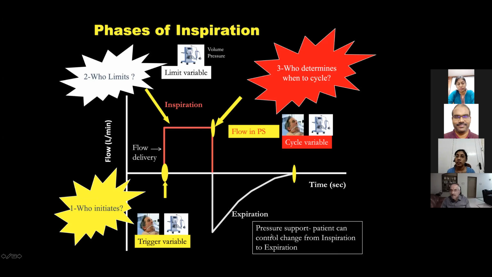And remember, pressure support is the only mode which is triggered and cycled by the patient. In all other modes, cycling is done by the ventilator. There is only one mode where the cycling is done by the patient, and that mode is called pressure support. It is the only mode where the patient can start a breath and change from inspiration to expiration. Two phases of the three components are controlled by the patient, so it is more comfortable to the patient.